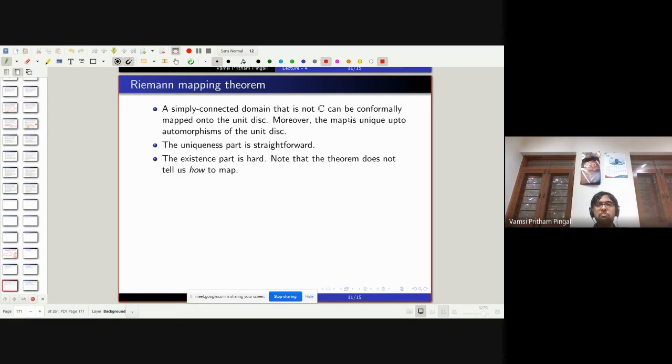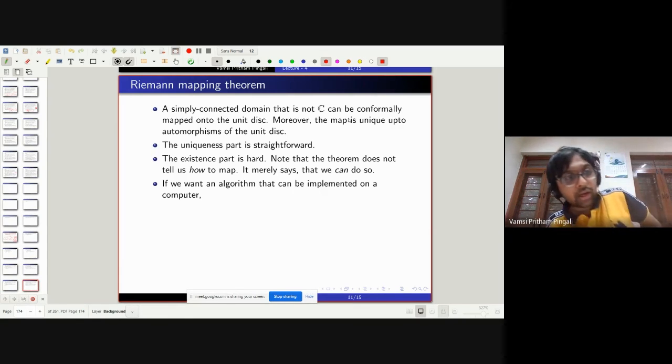So the next best thing is that, so it merely says that we can do so. If we want an algorithm that can be implemented on a computer, if you can't find a nice formula to do something, and if you want to apply something to real life, then the best you can do is to get an approximation by using a computer. So you would need a nice algorithm. What should that algorithm do?